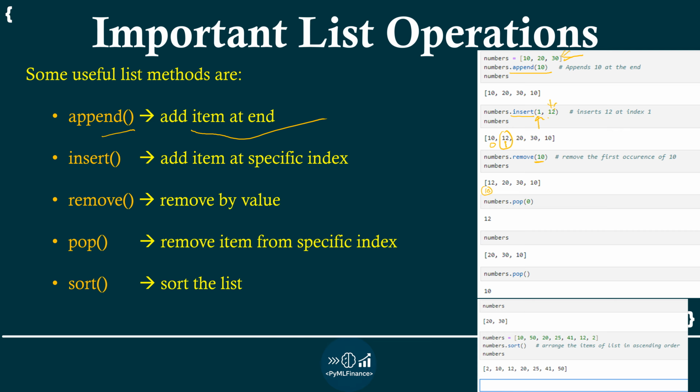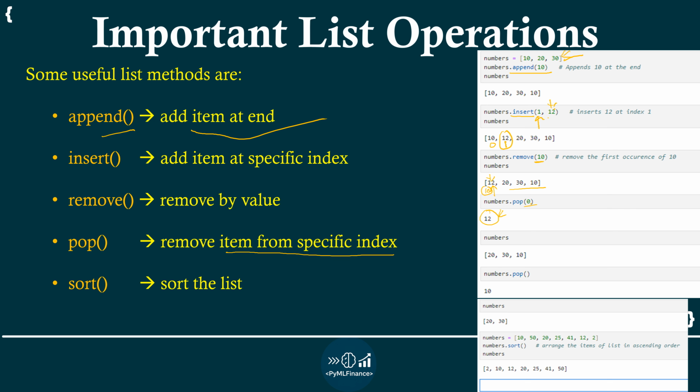You can also remove an item using pop. It is used to remove an item from a specific index. So pop of 0 will remove the item from the 0th index. Now we have a list and at 0 position we have 12. So 12 will be removed and returned here. So when you do numbers.pop(0) on this list, the removed item will be printed on the console.